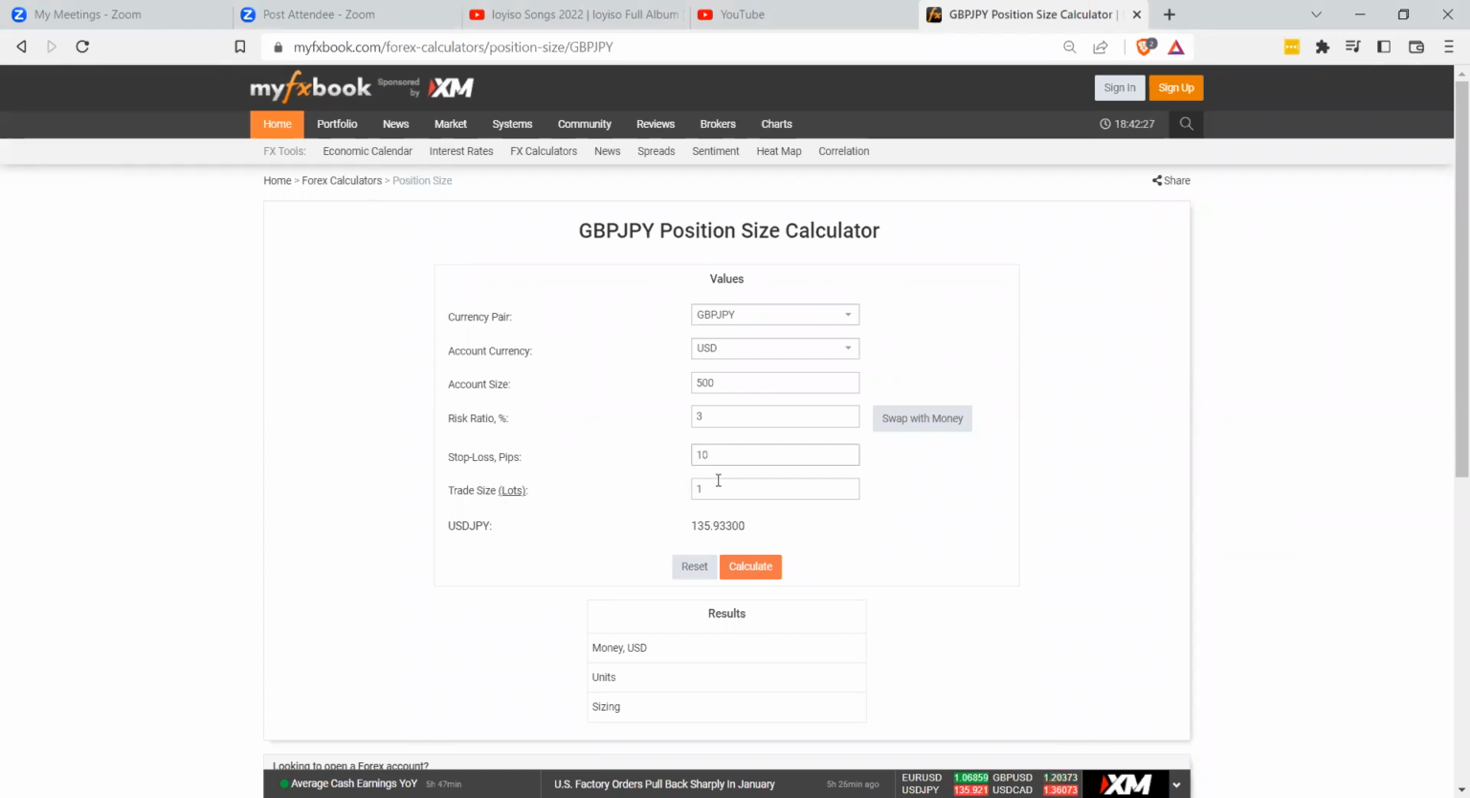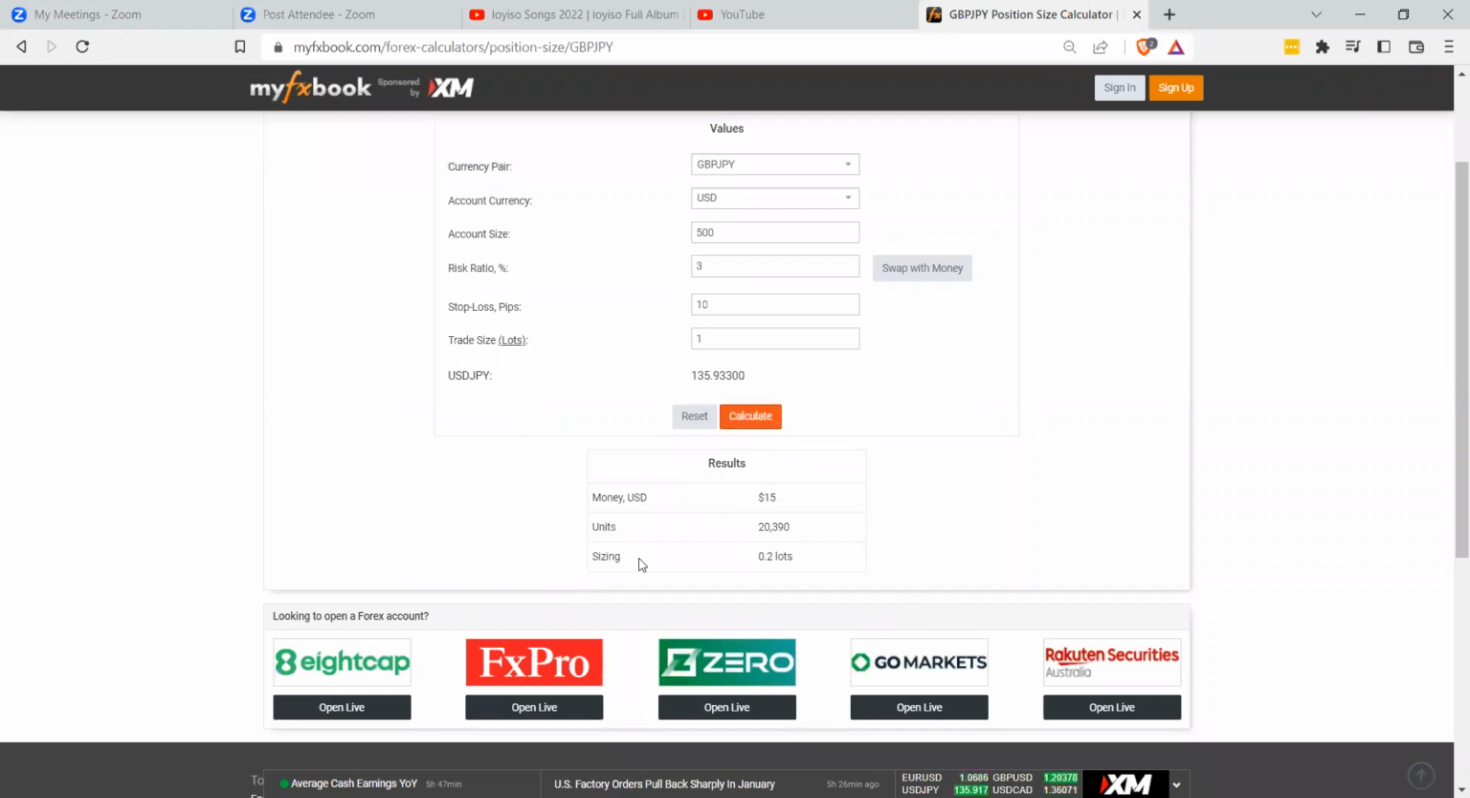Trade size here is 1, leave it as the default 1. Once you are done with this, you click on calculate. Now check out what is here under results. Over here, the sizing is what you want to focus on. The sizing is giving you the lot size you should be using.